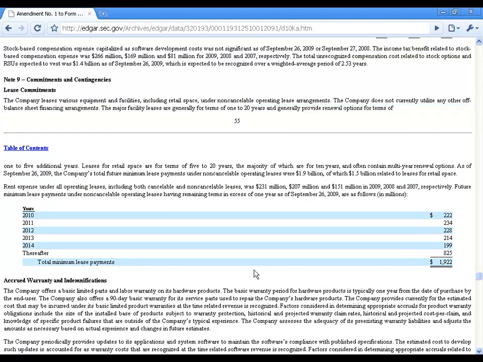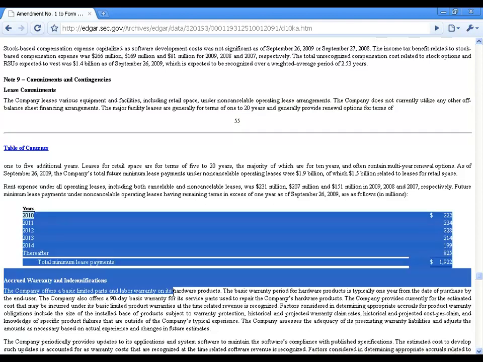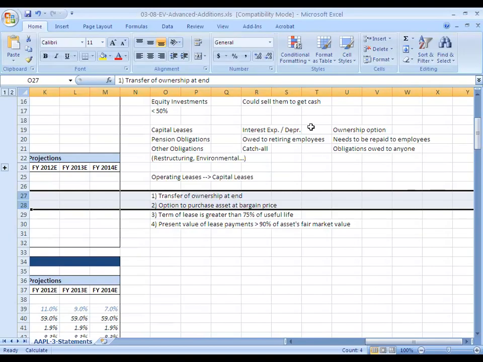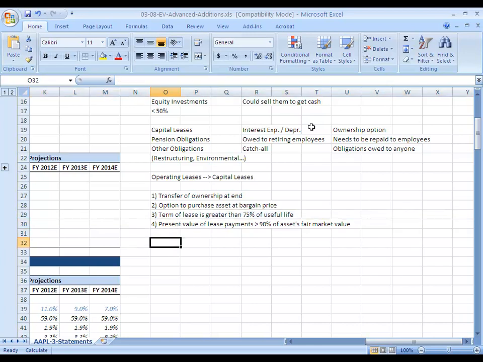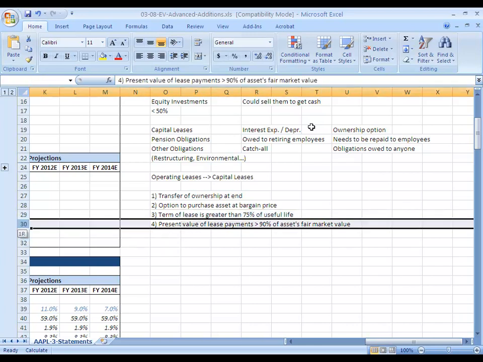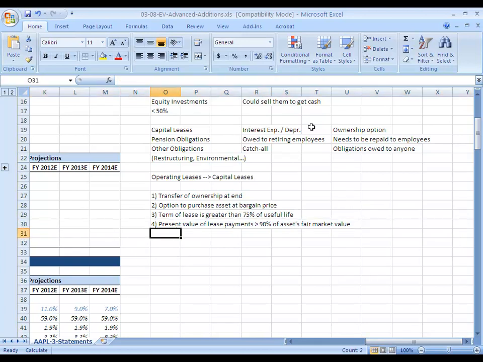But the problem here is that although we have their lease expenses in future years, we don't really have any information on options 1 or 2 right here. And then for option 3, well, we don't really know what the useful life of any of these assets is because we do not have that broken out. They do not list this information in the filing. So really all we could do here is option number 4. Look at the present value of the lease payments and see whether or not that's greater than 90% of the asset's fair market value.